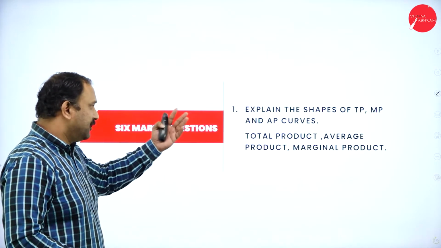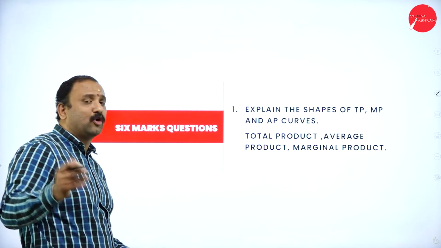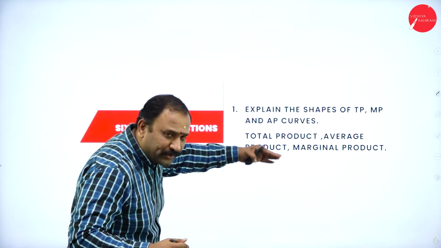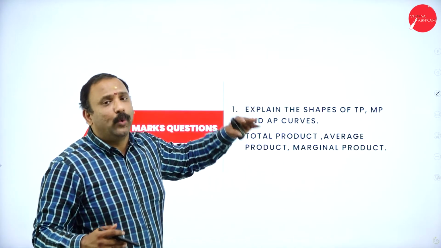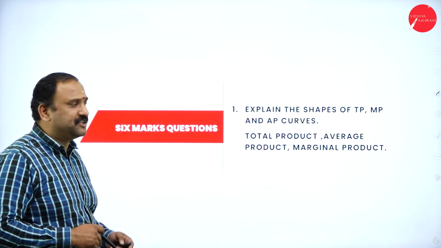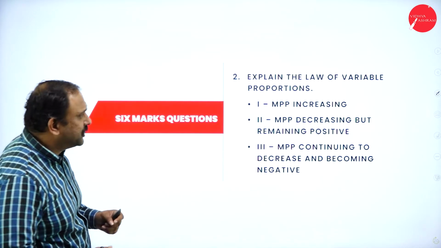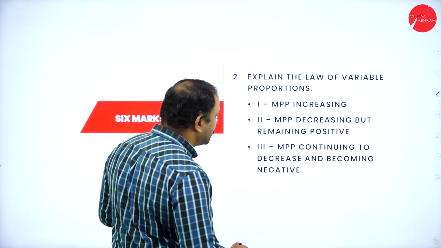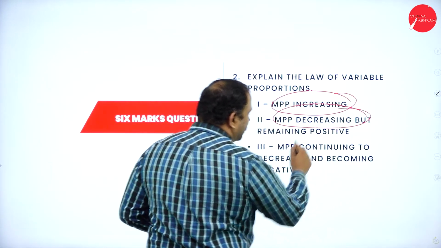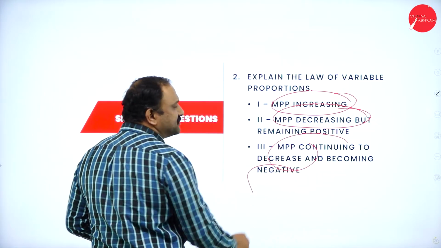followed by the 6-mark question. Of course, again, the same total product, marginal product, average product can also be asked with the diagram in the 6 marks. So you are going to explain these 3 things with the diagram, and that would be a very, very important question in this chapter. Now, we are also going to talk about another important question here called the law of variable proportion, when the marginal product is increasing, and then when we talk about it decreasing but remaining constant, and it continues to decrease and becomes negative.